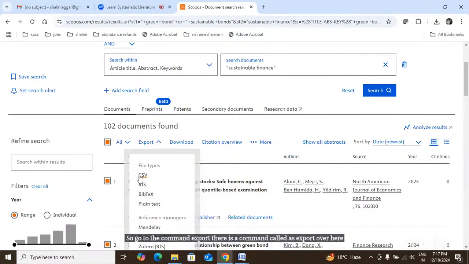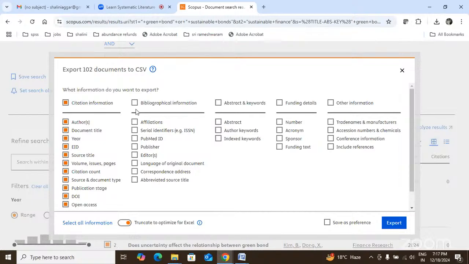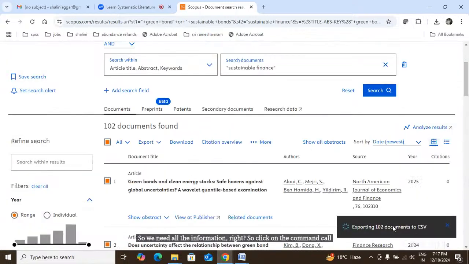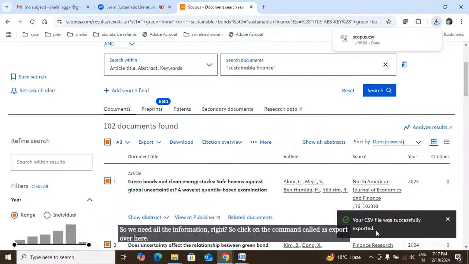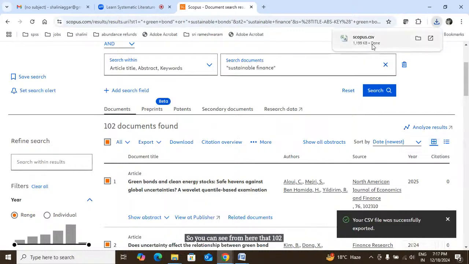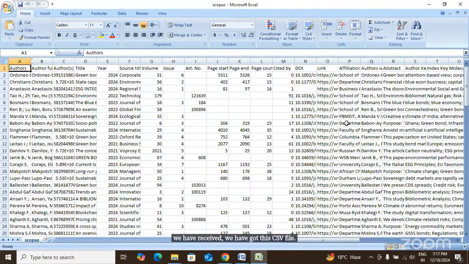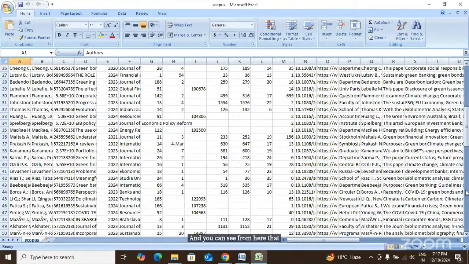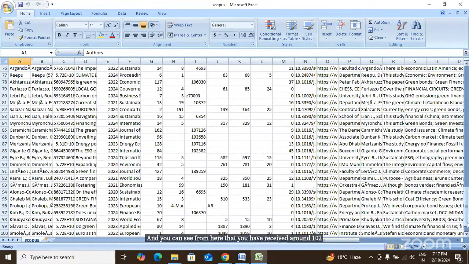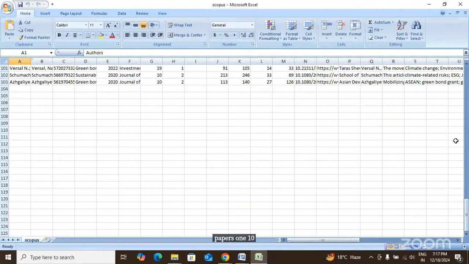You can see the file type is CSV. You can click onto this and you click on all these things. We need all the information, right? So click on the command called export over here. You can see from here that we have received 102 documents. We have got this CSV file, and you have received information about the 102 papers.